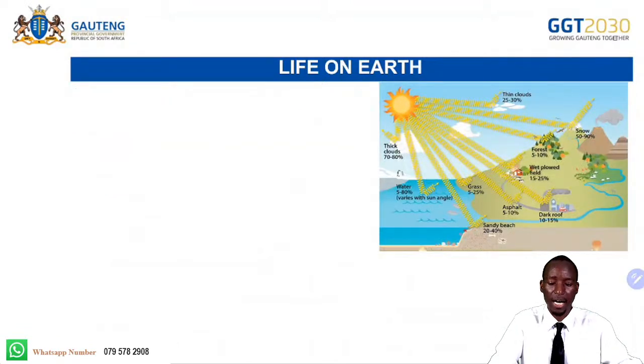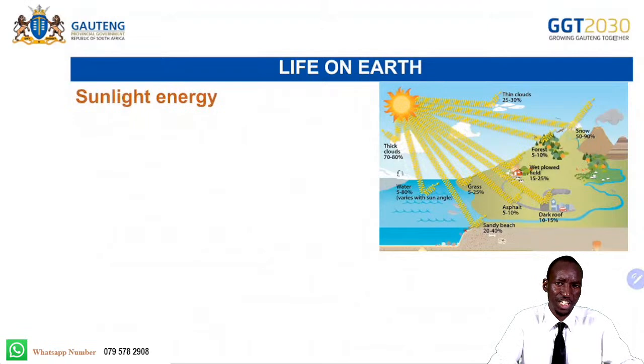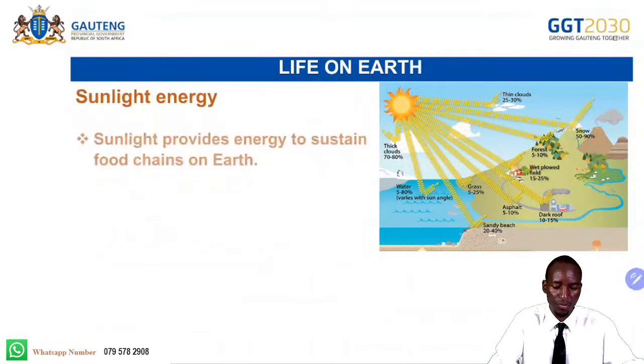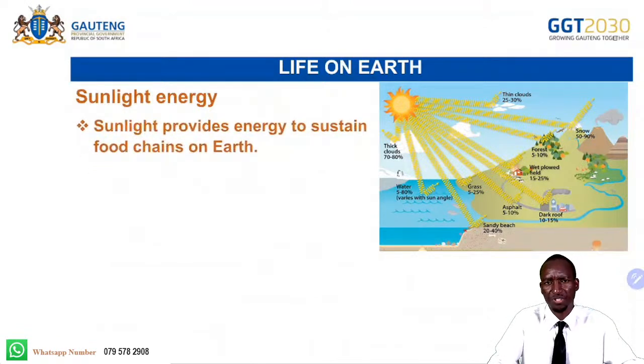We also look at the sunlight energy that's released by the sun. Remember, we said the sun produces heat and light energy. That sunlight energy is emitted by the sun all the way to our very own planet Earth. This sunlight energy is used in the food chains here on Earth.